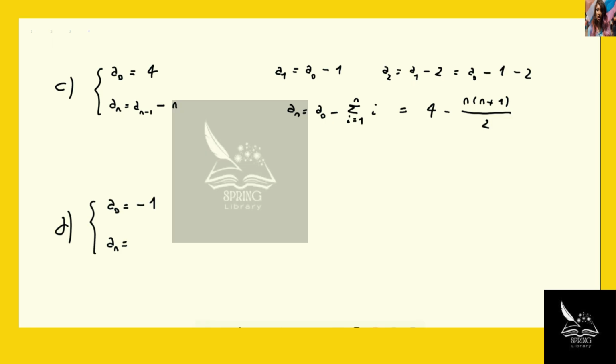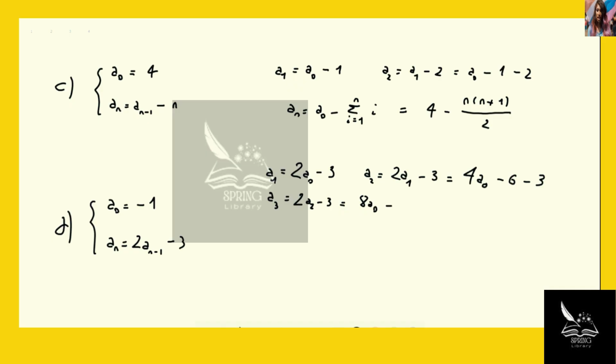Now we have the sequence starting at minus 1, where every term is twice the previous one, minus 3. So a1 is twice a0 minus 3, a2 is twice a1 minus 3, which is 4 times a0 minus 6 minus 3, where the minus 6 of course is twice the minus 3 of a1. Then we repeat for a3. This turns out to be 8 times a0 minus 12 minus 6 minus 3. Let's do one more. So a4 is twice a3 minus 3, and again we have 16 a0, and then we have minus 24 minus 12 minus 6 minus 3.